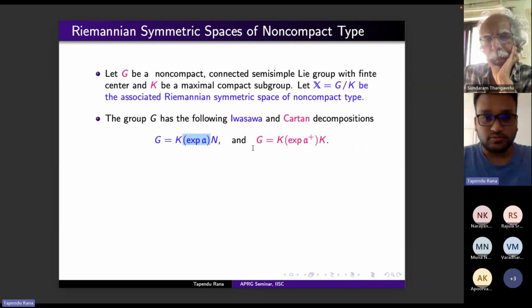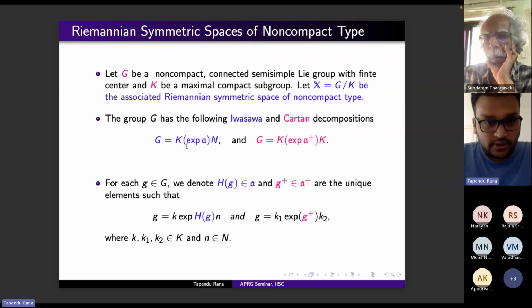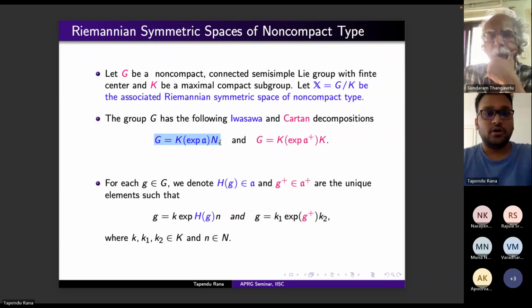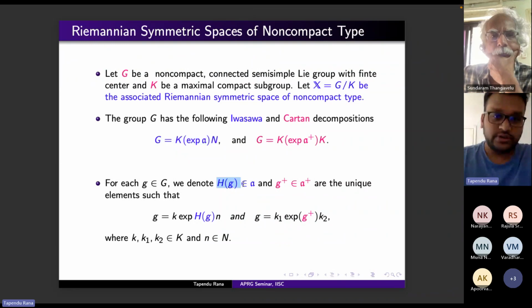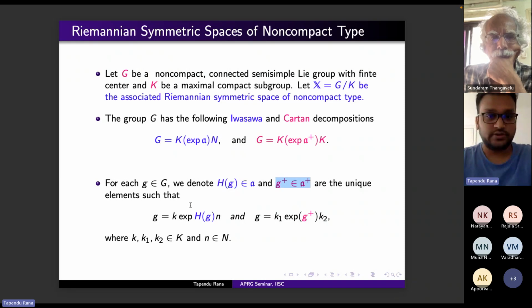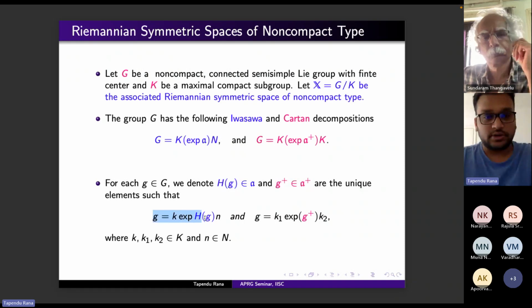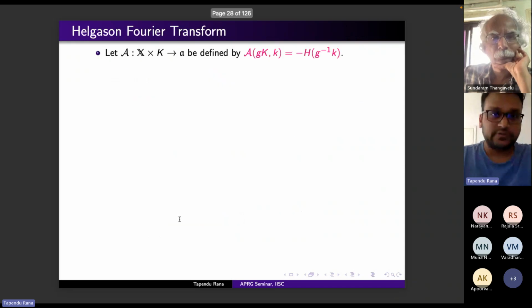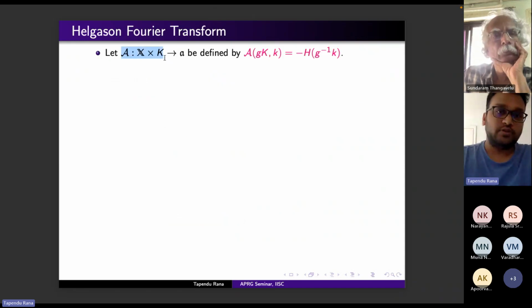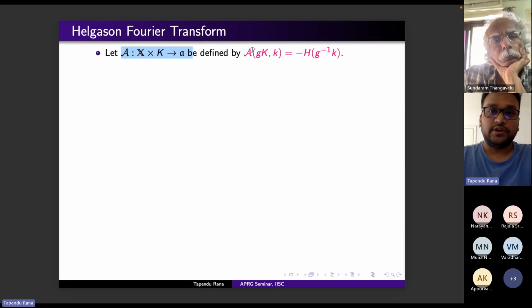We also have the Cartan decomposition, and since the Iwasawa decomposition is unique, we can define this function H(g), which simply says that for each g, H(g) is the projection of g on the A component of G. Similarly, g_+ from the A_+ component of g. We can write these using the Iwasawa decomposition and Cartan decomposition in the following terms. And using this H function, we define this capital A function from X × K to A, defined like this.